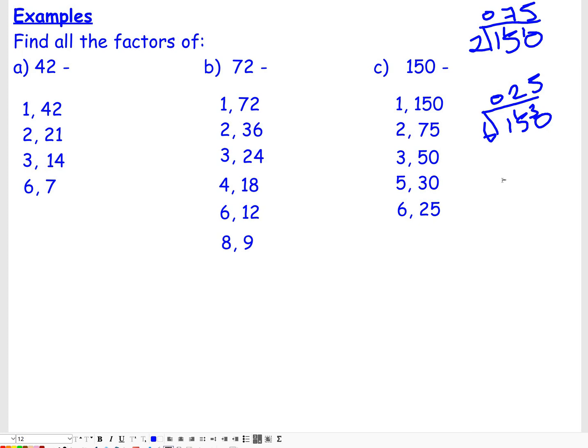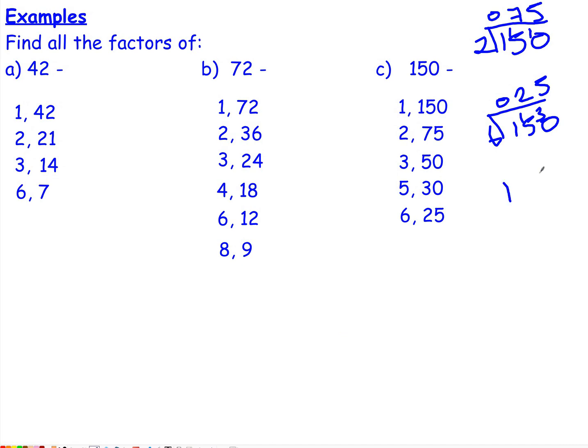Does 7 go in? Well, you may know straight away that 7 doesn't go in. But if you wanted to check, you can always do your bus stop. How many 7s in 1? 0, carry the 1. How many 7s in 15? There's 2, remainder 1. How many 7s in 10? There's 1, remainder 3. So we can see that it doesn't go in exactly. Okay, 8. Well, if 4 doesn't go in, 8 is not going to go in.